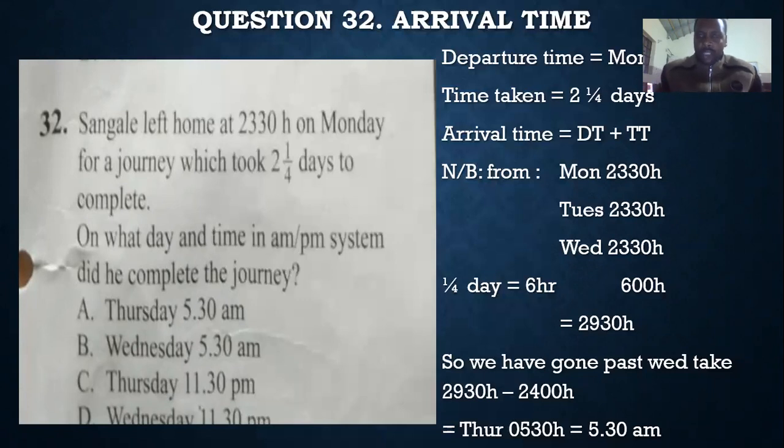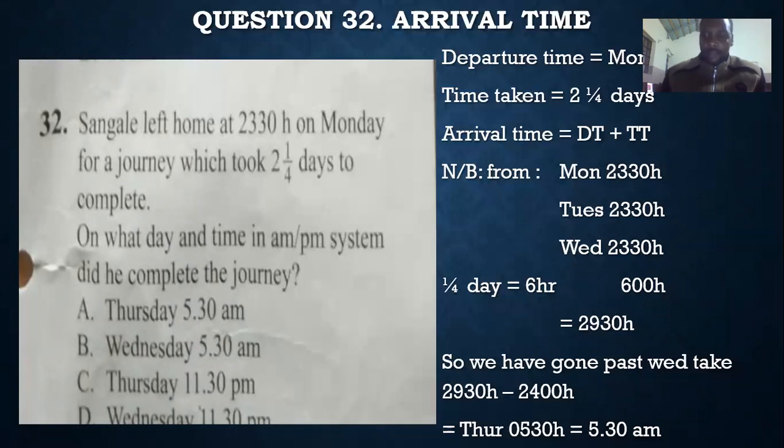That makes 2 days. Then the quarter day, we translate and know a quarter is the same as 6 hours. When we add Wednesday 23:30 plus 6, we get 29:30. And this 29:30 shows that we have gone past Wednesday because Wednesday ended at 24:00. We subtract 24, we get 05:30 hours.